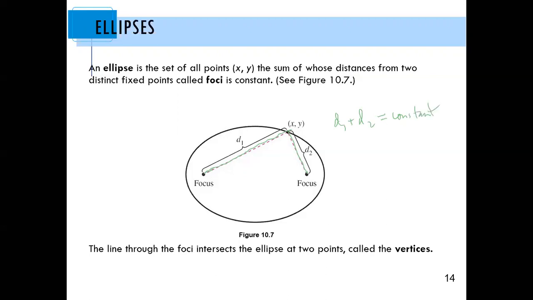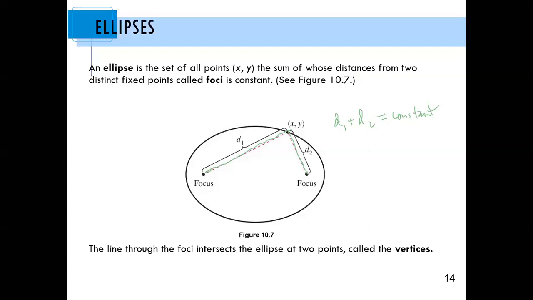There's a way that we can visualize that, which we'll see on the next slide. It shows you how you might draw an ellipse using a couple of thumbtacks and a string. Does that make sense? So basically d1 plus d2 just has to be a constant.